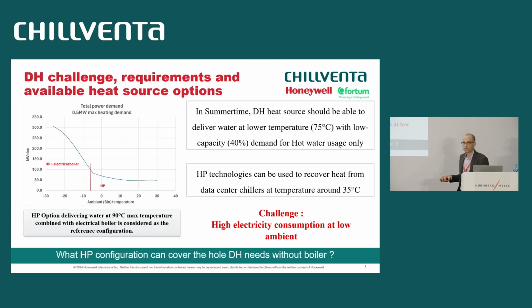So what solution are we using today? We can put a heat pump that can deliver hot water at 90 degrees C, and then when we need water at higher temperature, we can put electrical boilers. So the challenge is that at this point we have a high demand on electricity, a high demand on the grid.